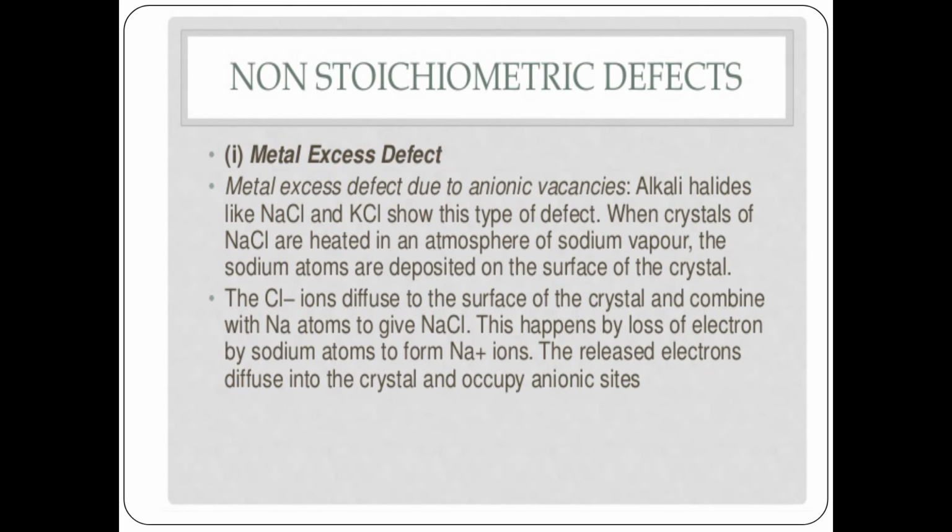Then we'll move to non-stoichiometric defects. Under point defects, we have seen stoichiometric defects, impurity defects, and non-stoichiometric defects. It is a metal excess defect or a metal deficiency defect. Metal excess defect is due to anionic vacancies. It is shown by alkali halides such as NaCl, KCl and so on.